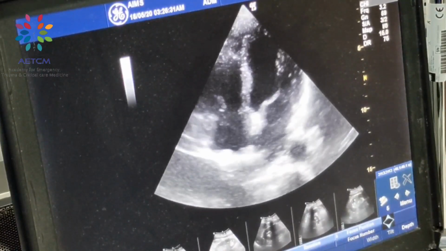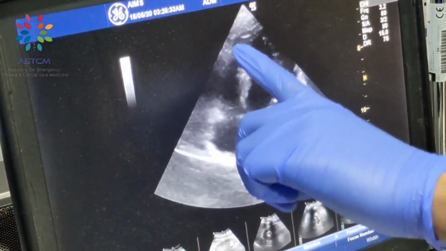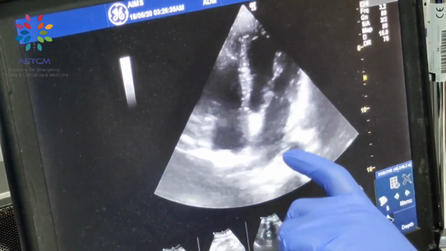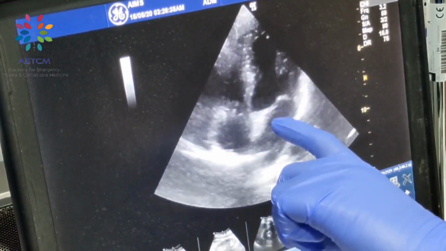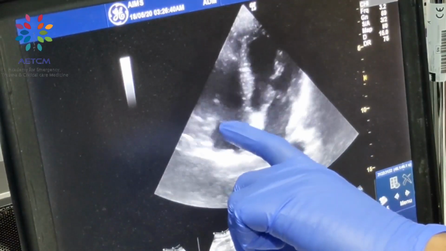In an apical four-chamber view, we can see the left ventricle, interventricular septum, right ventricle, left atrium, and this is the right atrium. Here we can see the mitral valve, and here we can see the tricuspid valve.